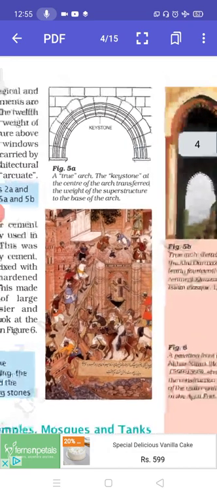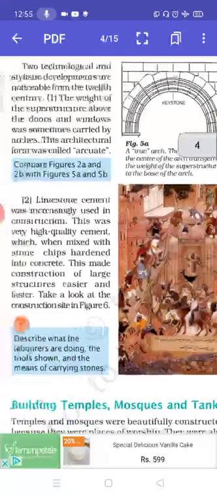You can see in the figure a true arch, that is the keystone. The center of the arch transferred the weight of the superstructure to the base of the arch. So this is the arch. You must have visited Chota Imambara and Bada Imambara, so you must have seen the arches there also.